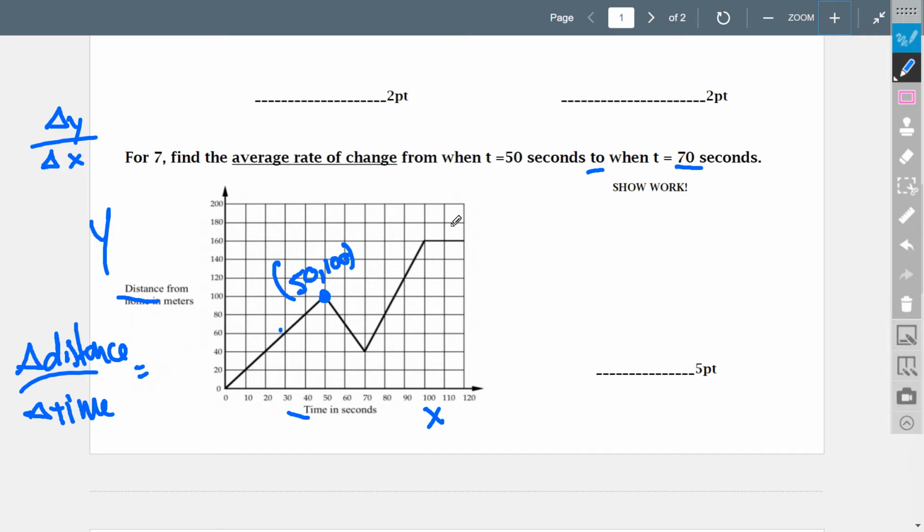Now we also need another point, and that's going to be at 70 seconds. So if we look at 70 seconds, which is right here, then that puts us here. So at 70 seconds, we are at 40 meters. Okay, so we want to know the rate of change from this point to this point. It's going to be the slope of this line segment between them. Now this is going down, so our rate of change here is going to be negative.